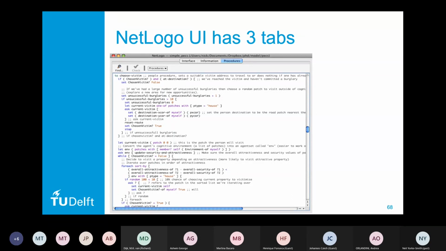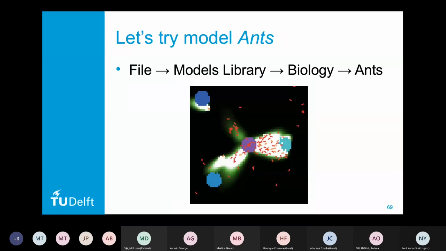So I was showing you the user interface tab. You saw that. Then the next tab is the code tab. And then the tab in the middle actually is the information tab, which is documentation about the model. Okay. So that's the NetLogo UI.